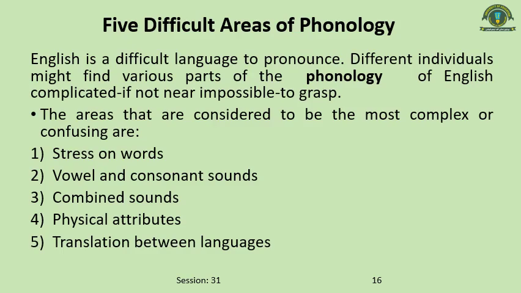Now, the first one, which is believed to be one of them, is stress on words. The second is vowel and consonant sounds. As I told you, there are students who grasp consonant sounds quite easily, but it becomes very hard for them to grasp vowel sounds, and especially the diphthongs, the gliding vowels. And then the combination of sounds, certain combinations available in English. Then the physical attributes. And the fifth one is the translation between languages.